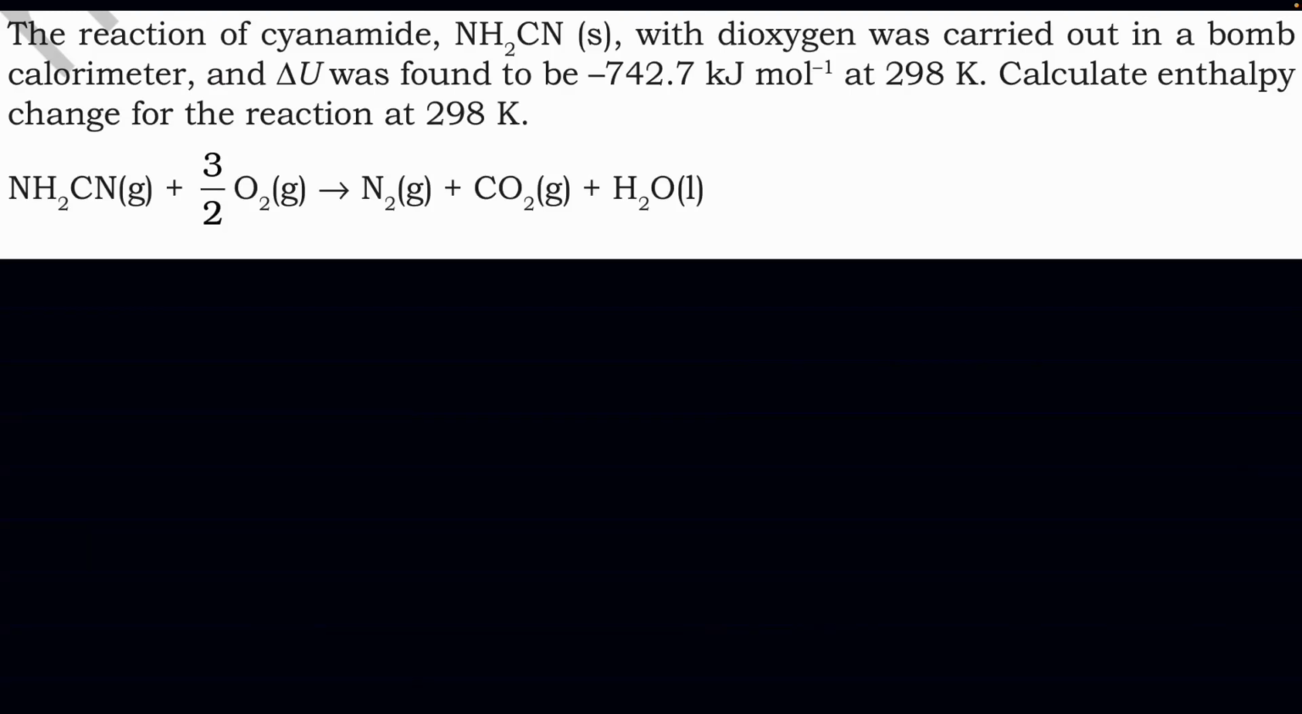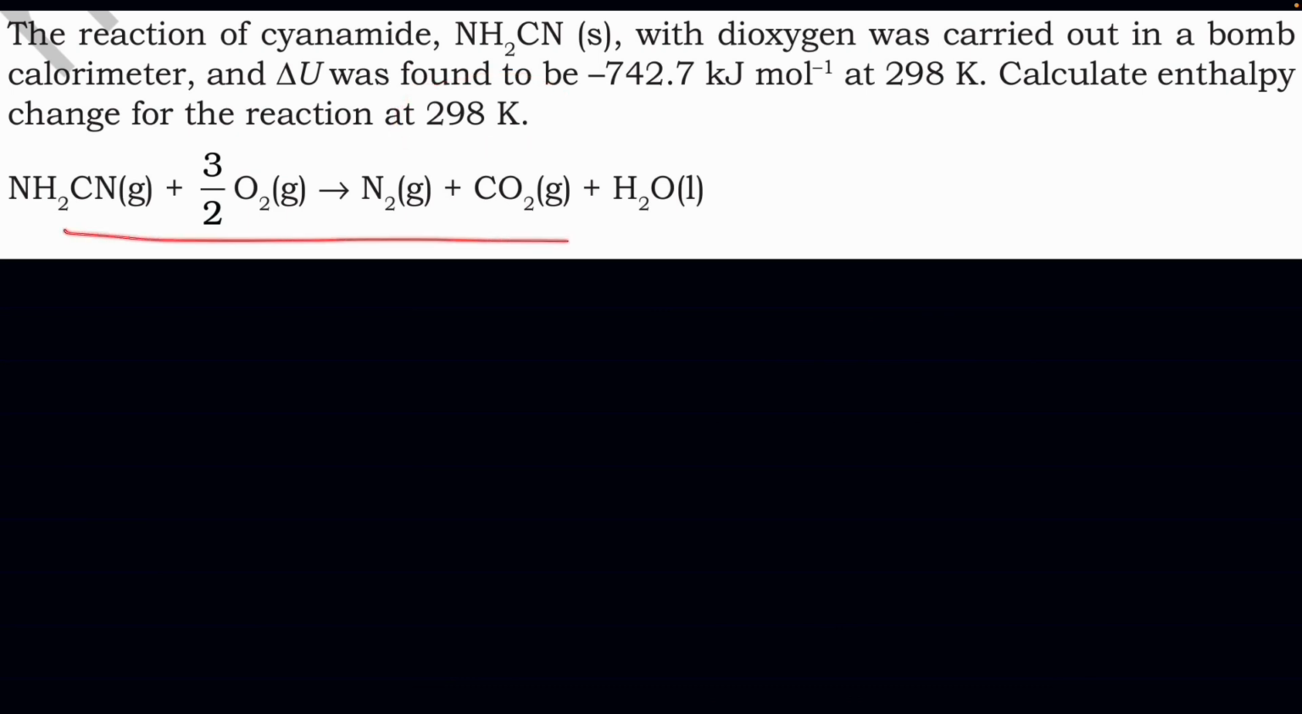This question is from Chemistry, chapter Thermodynamics. In the question, it is given that the reaction of cyanamide with dioxygen was carried out in a bomb calorimeter and delta U is found to be minus 742.7 kJ per mole at the temperature of 298 Kelvin. We have to calculate the enthalpy change for the reaction at 298 Kelvin.